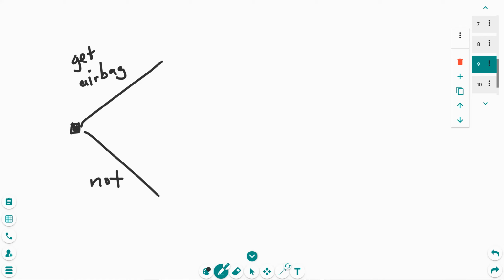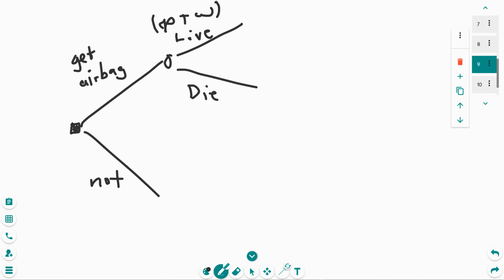Now, just from driving around, you have some baseline probability of surviving and some baseline probability of getting in a fatal accident. But let's say that if you have this airbag, your baseline probability of surviving is P, but if you have the airbag, your probability of surviving is P plus omega. So that's this contingency in which you live. And then the contingency in which you do not live from driving in a car, the probability associated with that is 1 minus P minus omega.